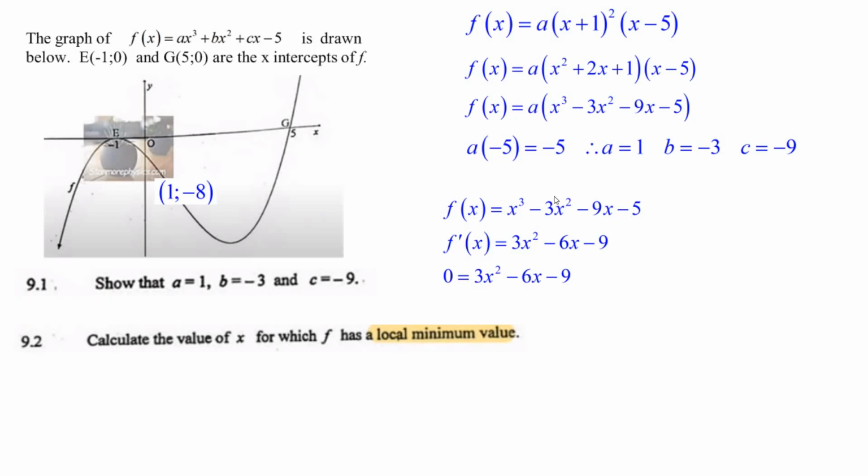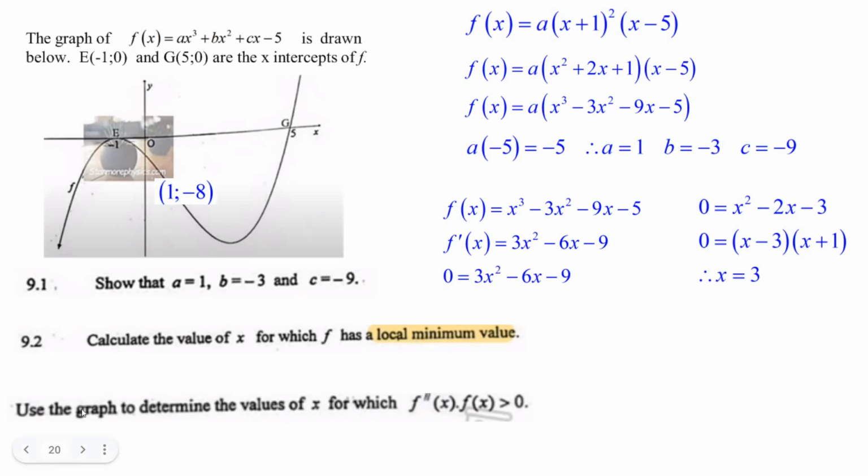So we do that. 3 times x squared in front, 2 times -3 x, there it is, -9. Make it equal 0. Divide everything by 3. And that's a nice little easy question to factor. x minus 3, x plus 1. We know that x equals -1 is one of the turning points. The other x value must be 3.